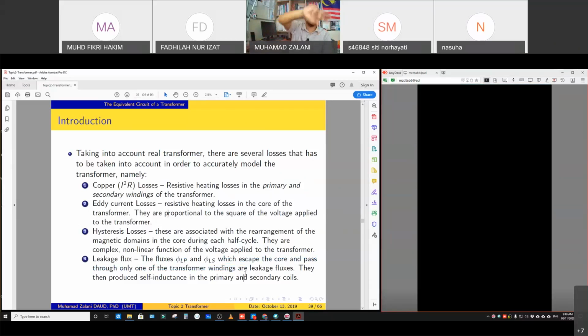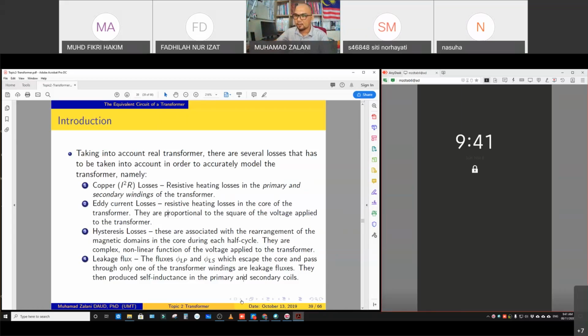For example, the leakage flux from the primary will not go through the secondary winding. The other way around, the leakage flux at the secondary will not pass through the core at the primary. So this leakage flux will produce what we call self-inductance in the primary and the secondary coils. All right.